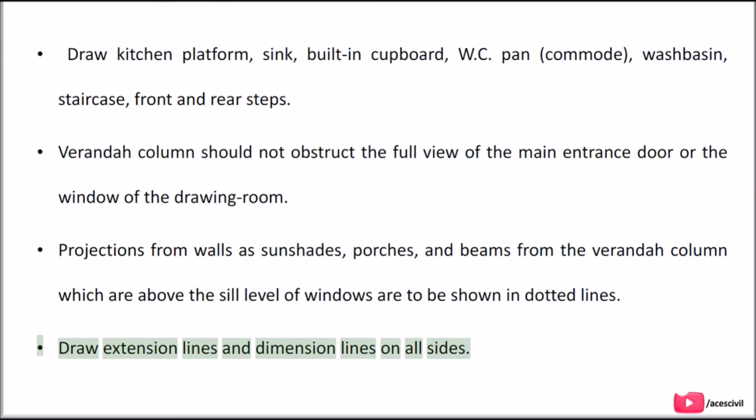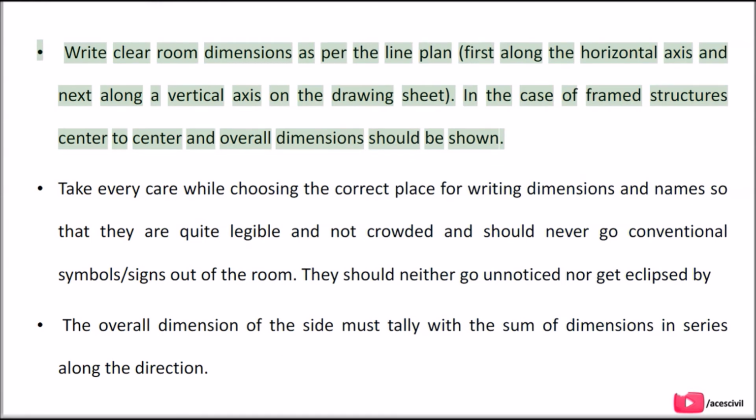Draw extension lines and dimension lines on all sides. Write clear room dimensions as per the line plan, first along the horizontal axis and next along the vertical axis on the drawing sheet. In the case of framed structures, center to center and overall dimensions should be shown.